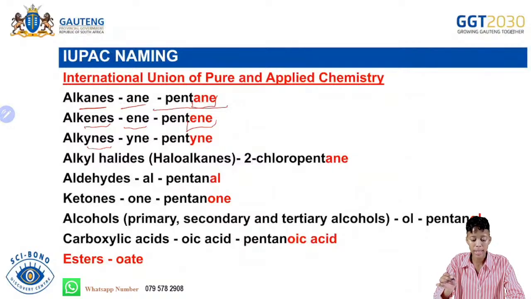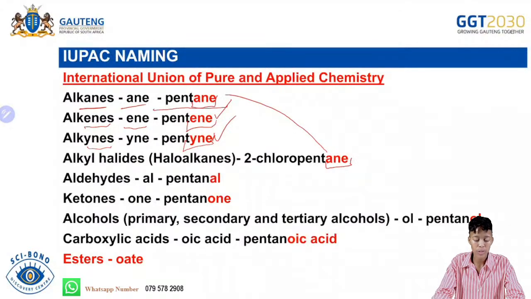Next, if you had an alkene or an alkyne, instead of the -ane we are going to replace it with -ene or -yne. So this one would be a pentene, this one would be a pentyne. And then if you have alkyl halides, again, the name ending would be the same as that of the alkanes. So your name ending would be -ane.